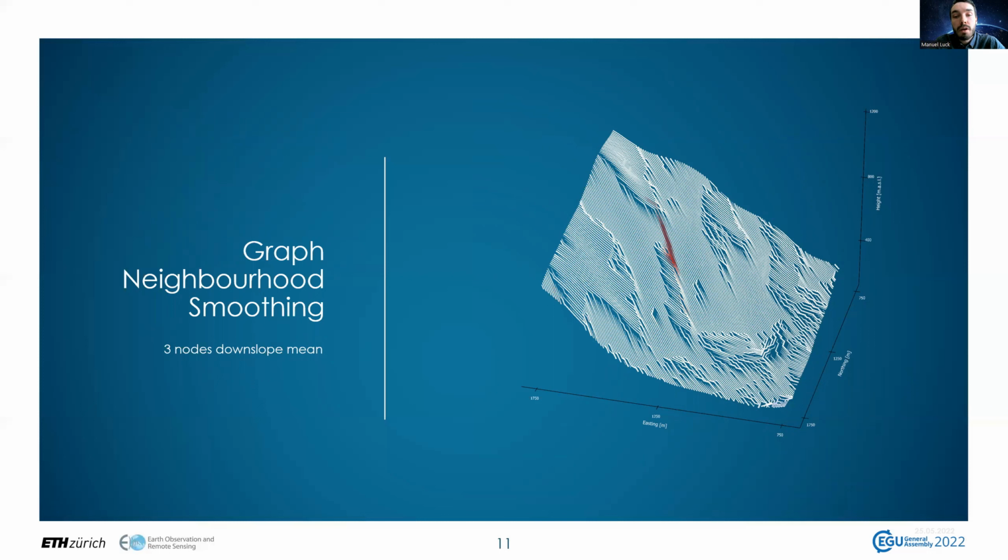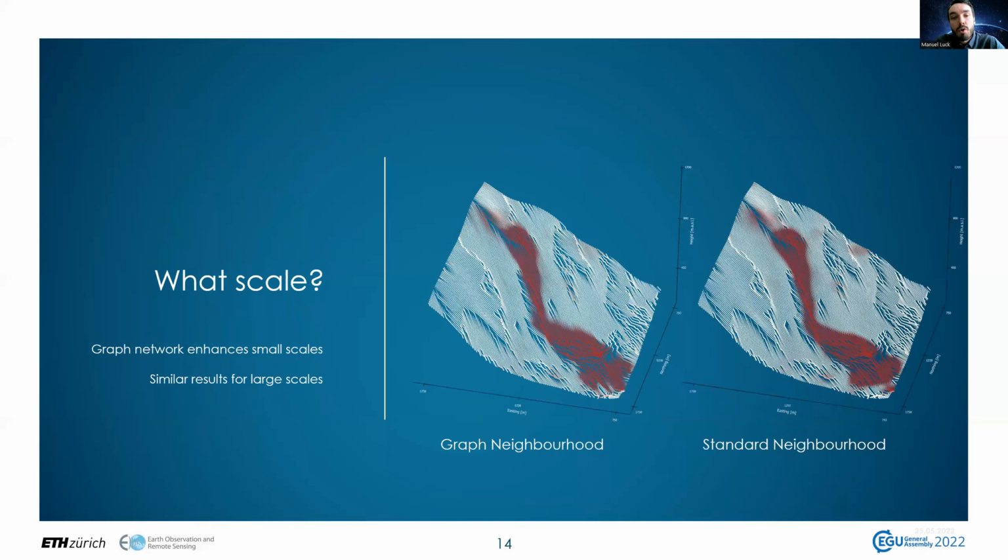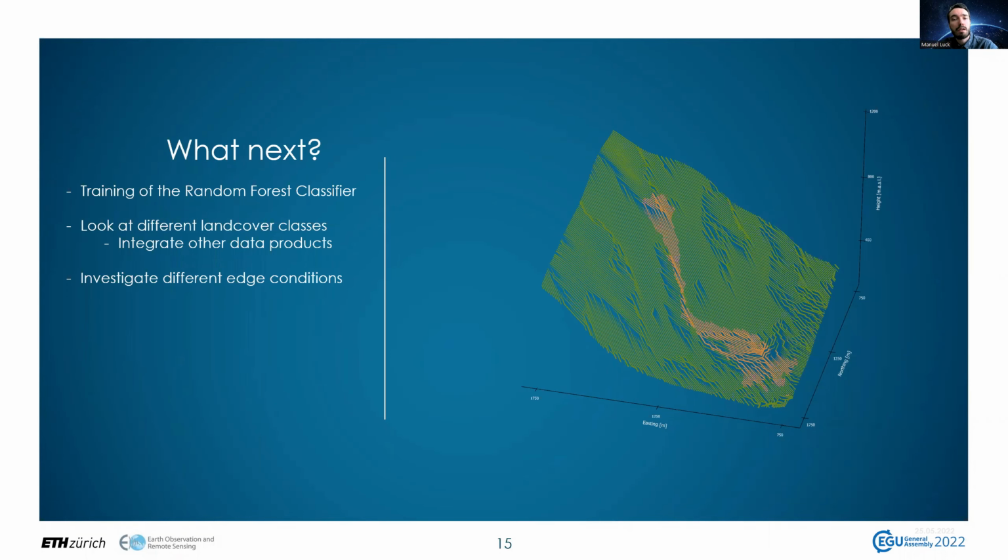Furthermore, one can differentiate between downslope, upslope, and combined statistics. While the effect is especially important for small-scale events, one can still recognize the difference in the foot of this large landslide, where the slide avoids some smaller humps. So what next? First, we want to train the random forest on more land covers and integrate other data products. And second, we want to look at different methods to simulate the flow.